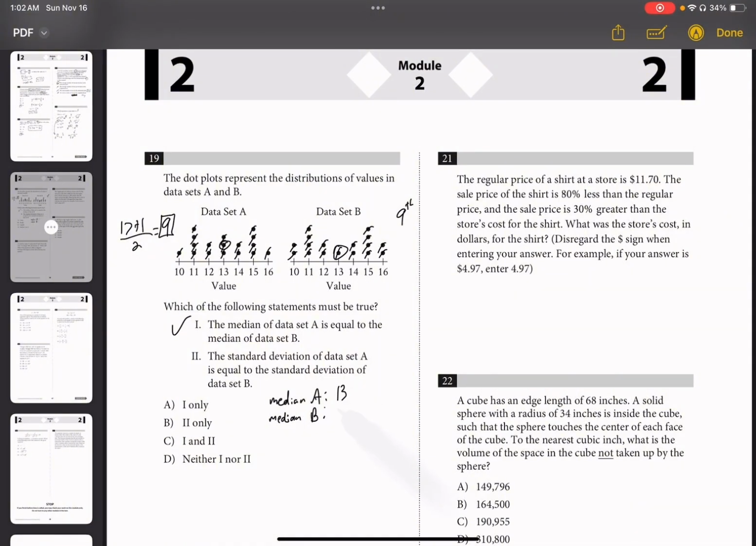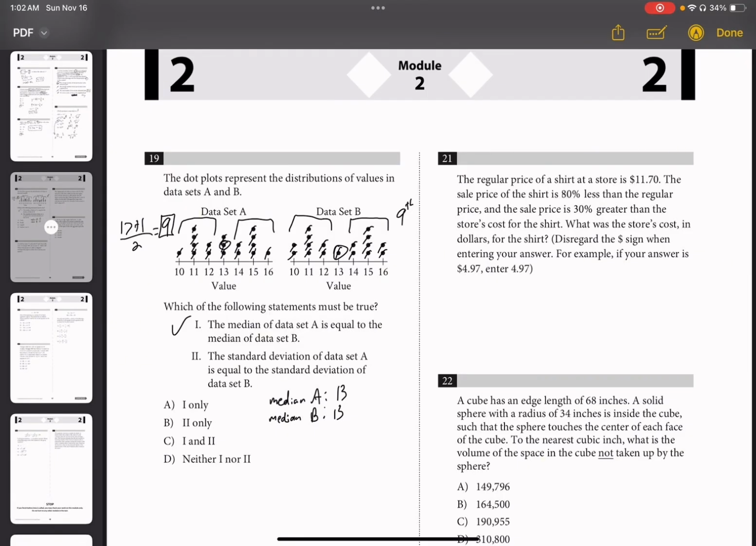Now, to check for the standard deviation. Standard deviation is the spread of data from the mean. And since there are, as you can see, an equal number of data points to the right and the left of the center on each of these data sets, they can be classified as symmetric.